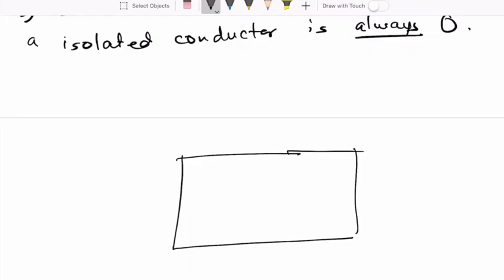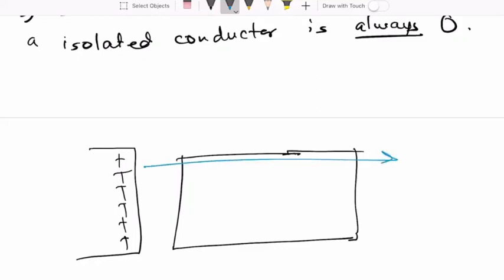Why is that? Now, if you just have an isolated conductor, just sitting by itself, not charged or anything, then there is no electric field in the interior of the conductor. However, suppose you bring a charged object. Let's say that you bring this charged object over here, and that produces an electric field. And I'll draw some arrows to indicate the electric field.